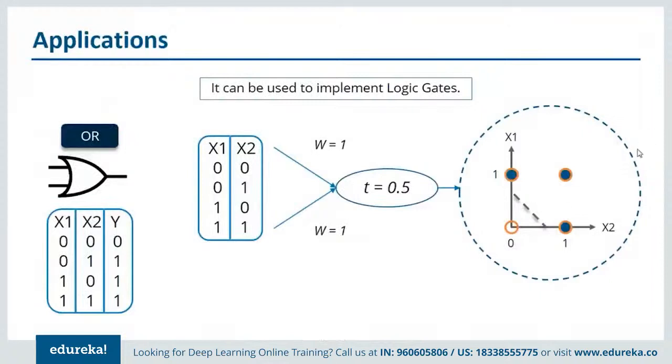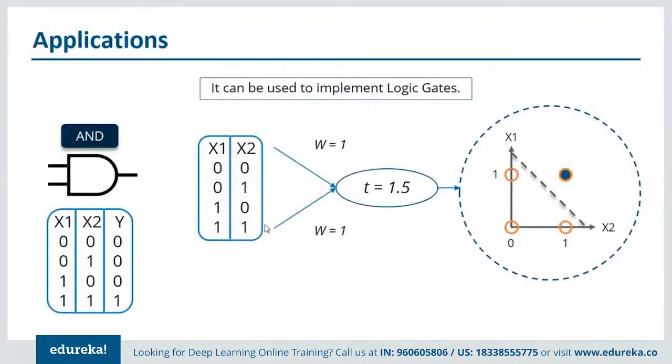And now if you notice, with the help of the single layer perceptron, we are able to classify the 1s and 0s. So this line, anything above this line is 1. And anything below this line, we have 0s. So this is how we are able to classify, or implement, the OR gate.